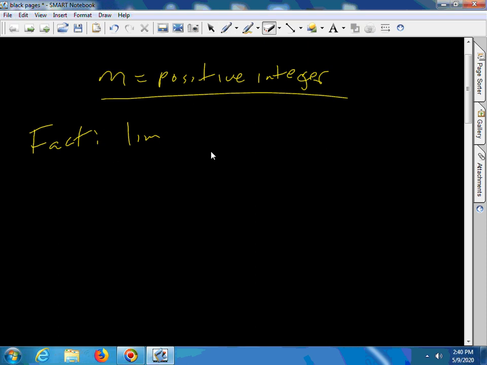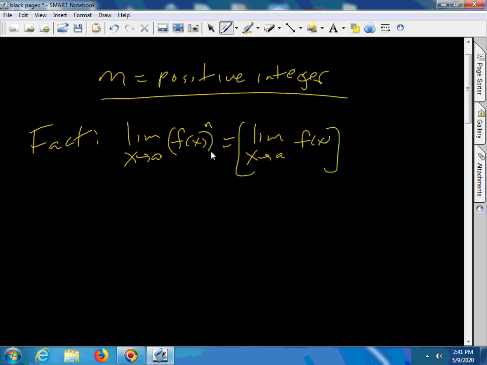The limit as x goes to a of f of x to the n, where n is a positive integer, is equal to the limit as x goes to a of f of x. Find that answer and then raise it to the nth power. We're going to prove this by induction.